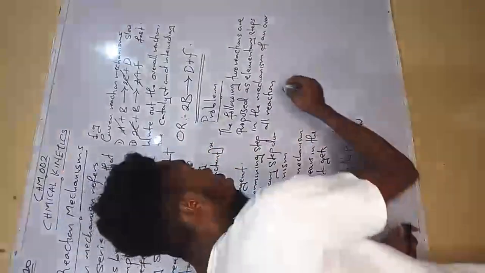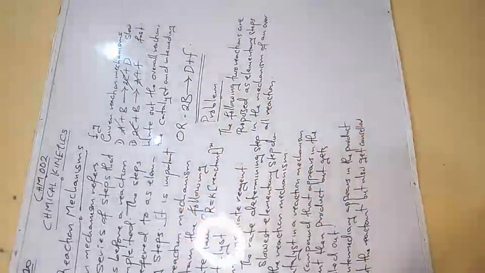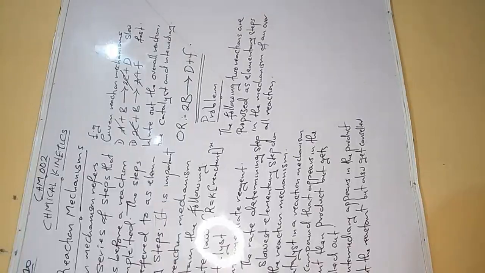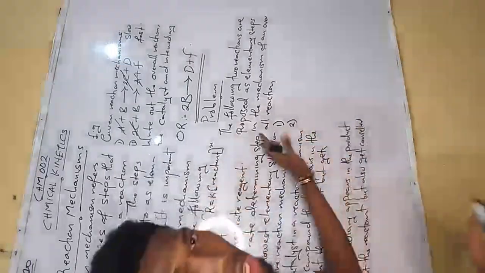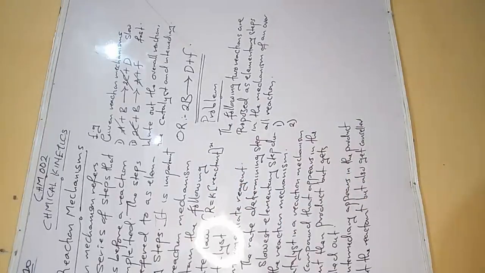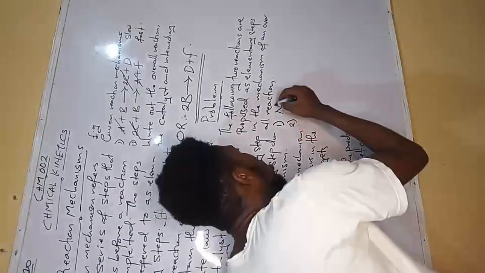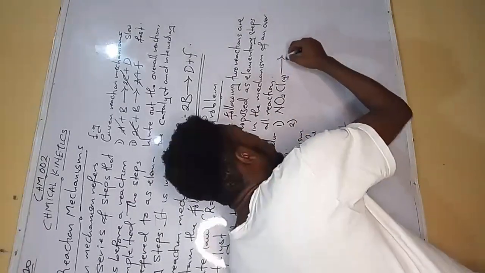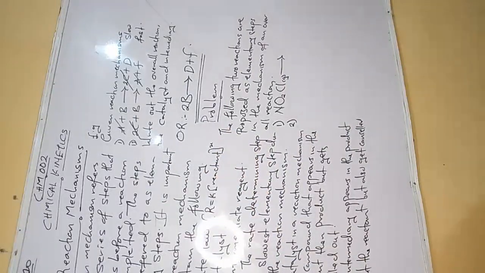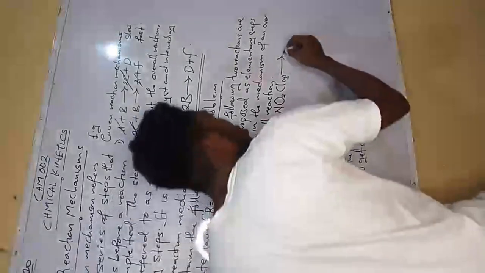Okay. They gave us the reaction steps. They gave us two elementary steps. Number one, number two. NO2Cl to give NO2 gas plus Cl gas.